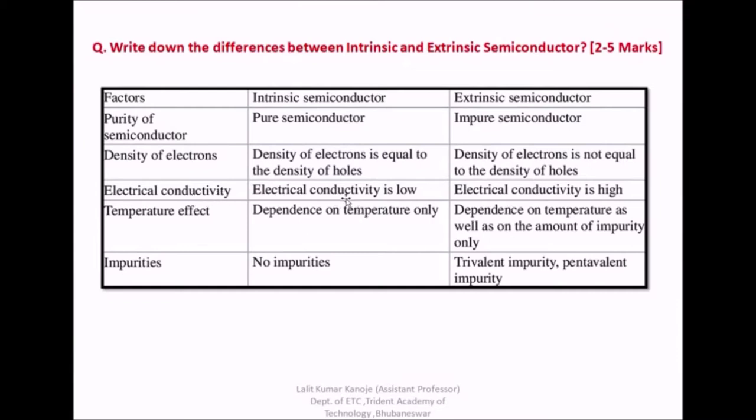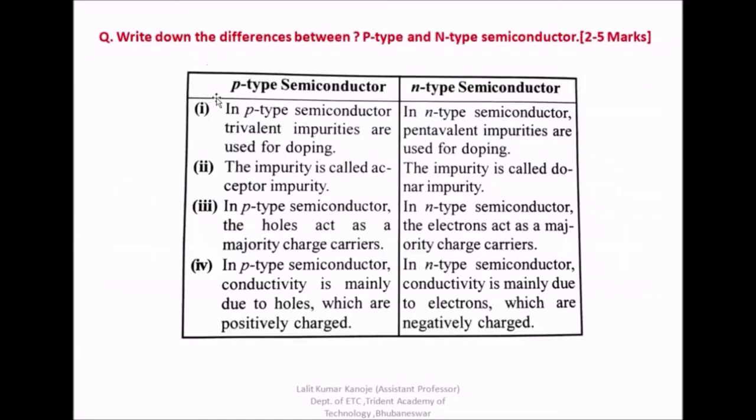Electrical conductivity is low in intrinsic semiconductor and very high in extrinsic semiconductor. For temperature effect, intrinsic depends on temperature only, whereas extrinsic depends on temperature as well as on the amount of impurities added. The last one is impurities: no impurities in intrinsic, trivalent impurity or pentavalent impurity in extrinsic. So these are the 5 points, and this type of question may come in the examination for either 2 marks or 5 marks. Fine. Okay, coming to the next question.